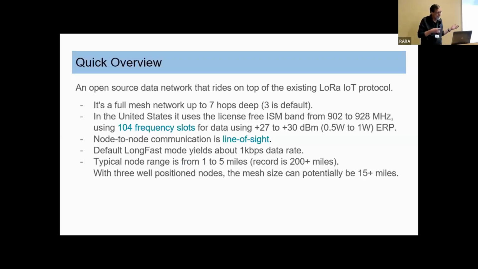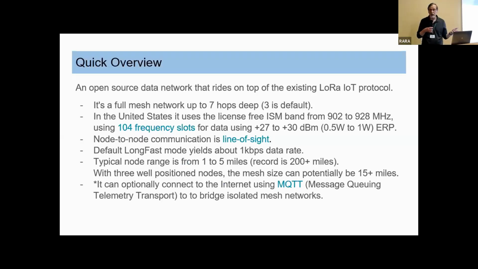And the rule of thumb is that if you have three well-positioned nodes, meaning they've got some good line of sight without a lot of obstructions, you could build a mesh of just three nodes that's probably at least 15 miles wide. So, you know, it's got some flexibility there.